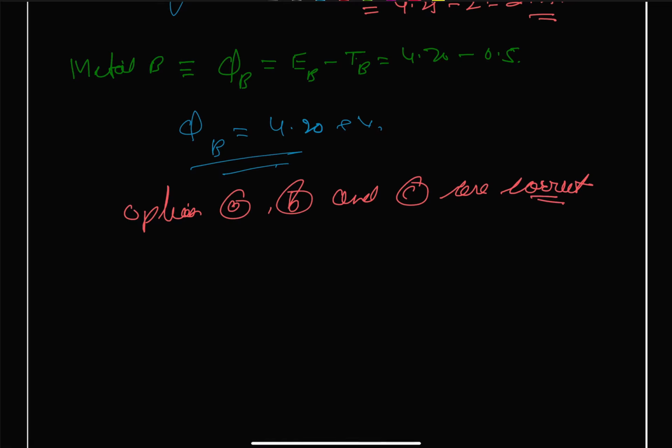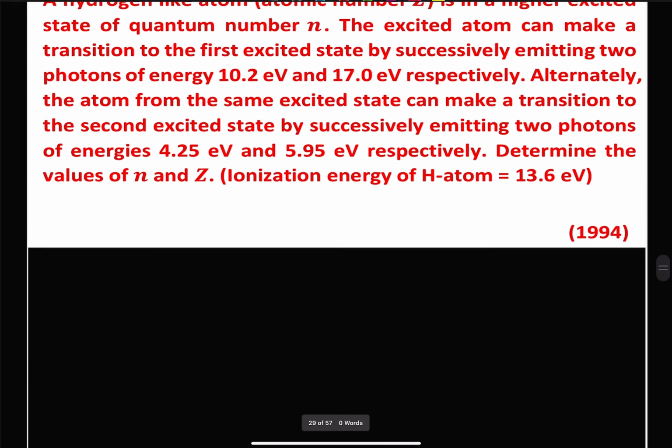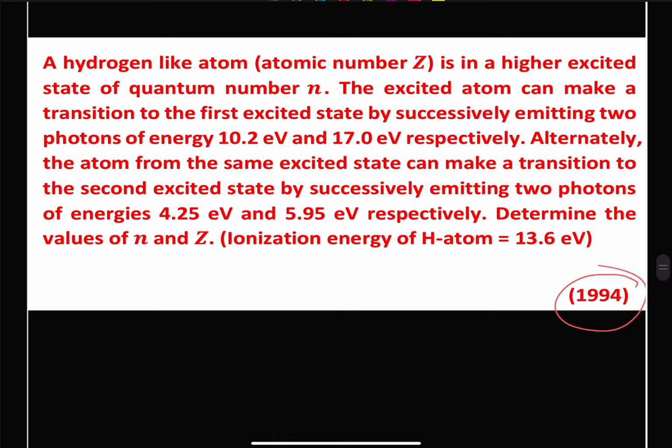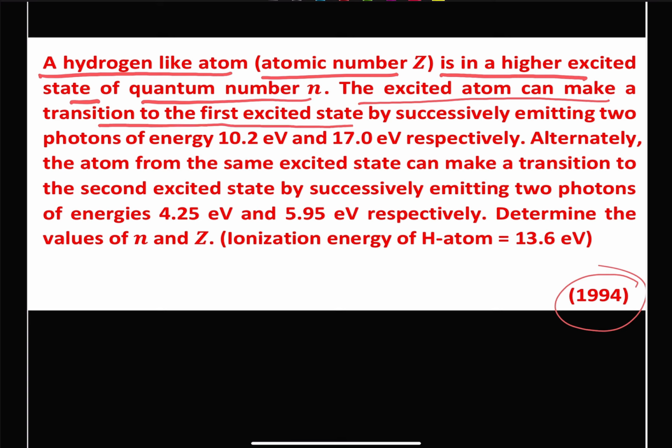Next question. It was also asked in the year 1994, and it states that a hydrogen-like atom, atomic number Z, is in a higher excited state of quantum number n. The excited atom can make a transition to the first excited state by successively emitting two photons of energy 10.2 and 17.0 electron volt respectively.